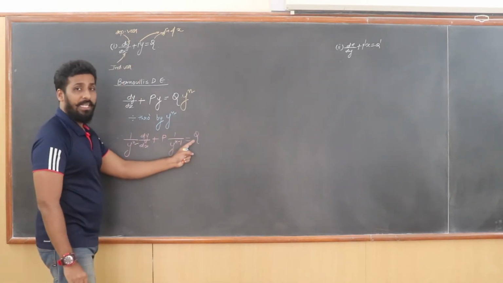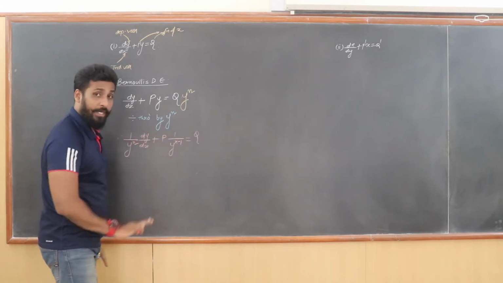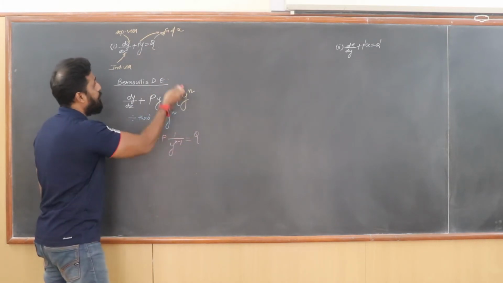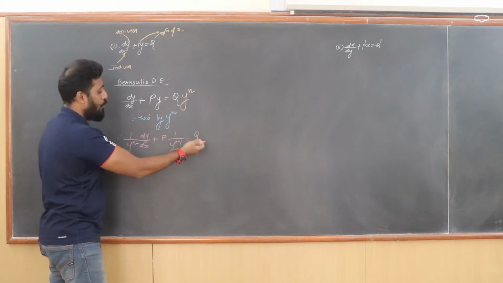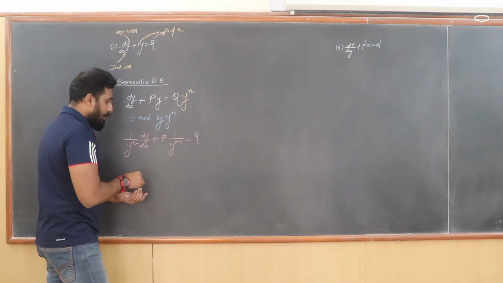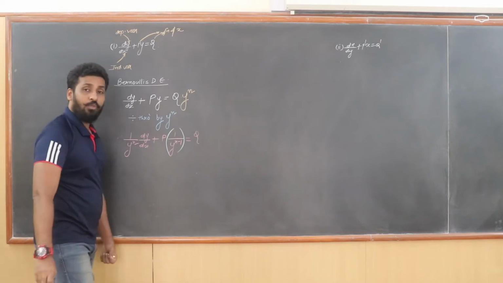Now if you observe, q is entirely a function of x. So now q is isolated completely. It exactly represents my linear differential equation. Right hand side is a function of x. Now my worry is about this term, 1 upon y raised to n minus 1.